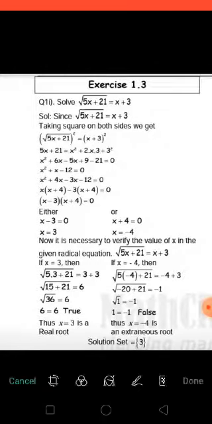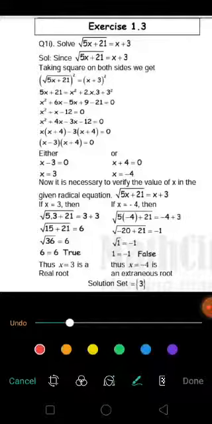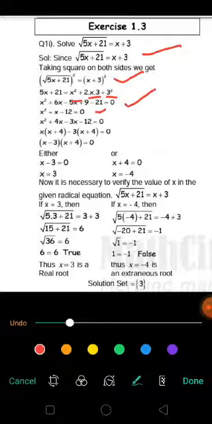Here you are supposed to take the square on both sides, as we use the square to remove the square root. So squaring both sides would give the result 5x plus 21 equals x plus 3 whole square, that means a square plus 2ab plus b square. Arranging this equation, we get x square plus x minus 12 equals 0. So here we have found our quadratic equation. Now we have to solve it either by factorization, or by completing the square, or by the quadratic formula.